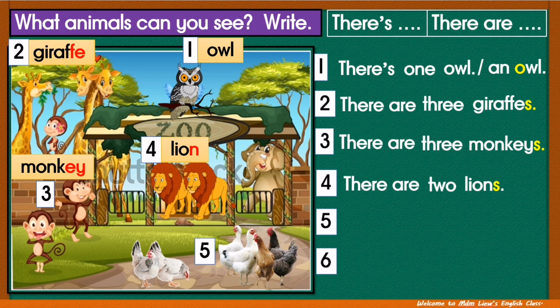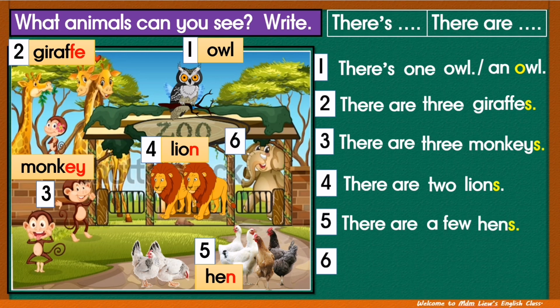Number 5. What is this? Yes, hen. How many hens can you see? More than 1, right? So begin your sentence with very good, there are, followed by the quantity. I use a few, and the plural of hen is. Now, what do you need to do to make the noun hen plural? Very good. Add S, hens. There are a few hens.